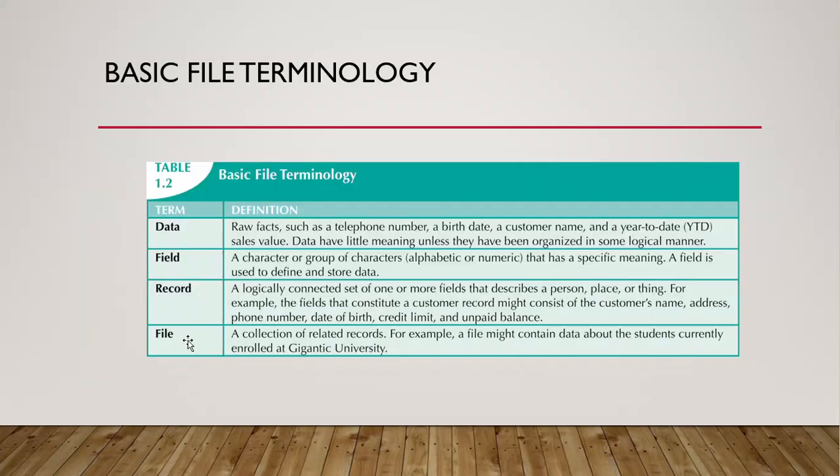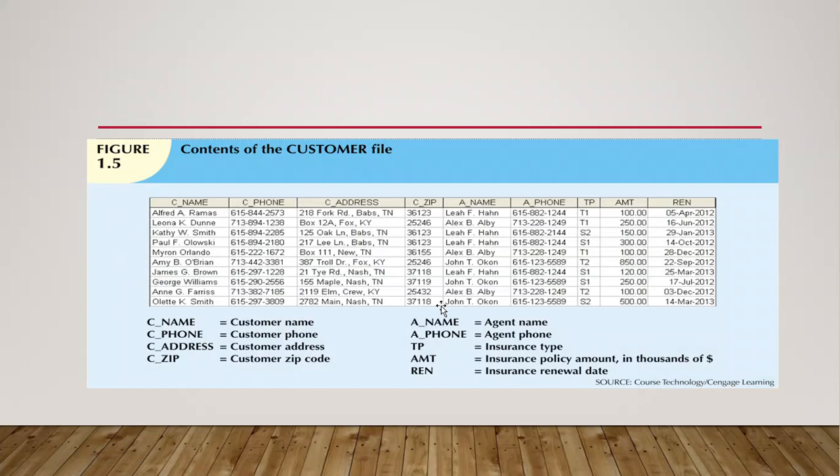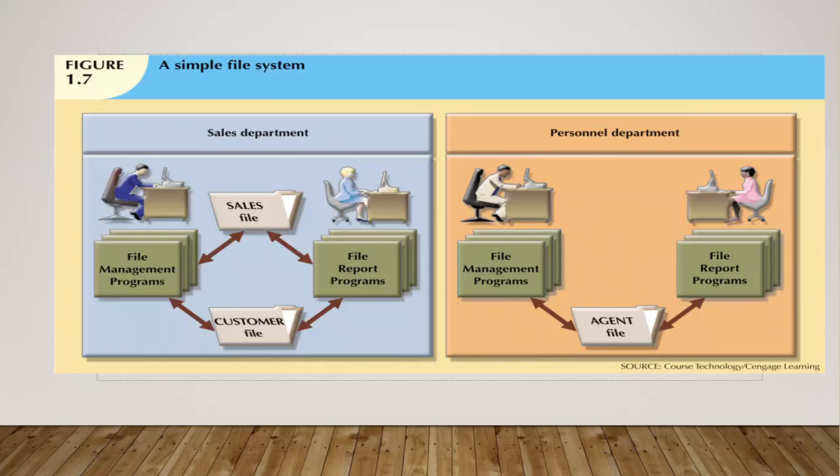And then file. What is a file? A collection of related records. For example, a file might contain data about the students currently enrolled at Gigantic University. So everything here, the whole table, we call it a file. This is a figure showing a simple file system.